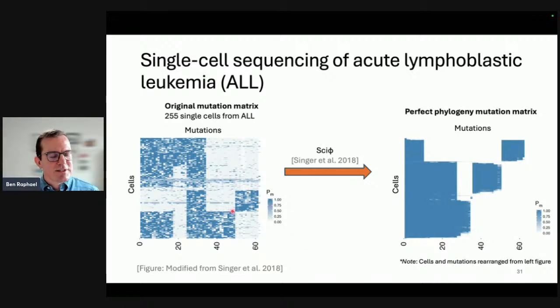You can see this matrix looks very noisy, but now when you impose this perfect phylogeny correction, you get a matrix with a corresponding tree that has this nice block form. So that's the lay of the land for how people have looked at building trees from bulk or single cell sequencing data.